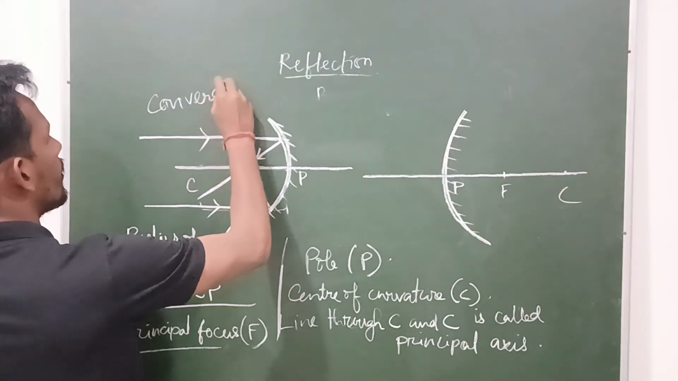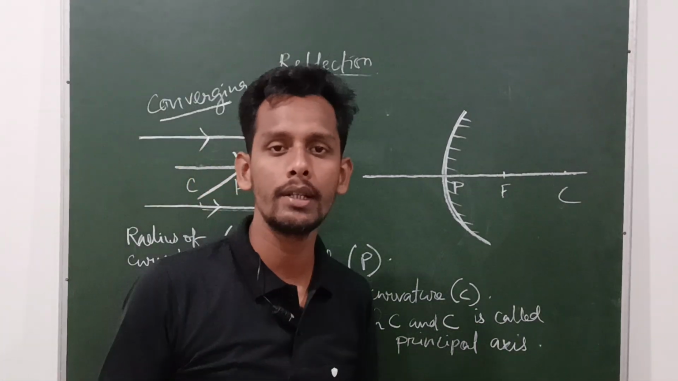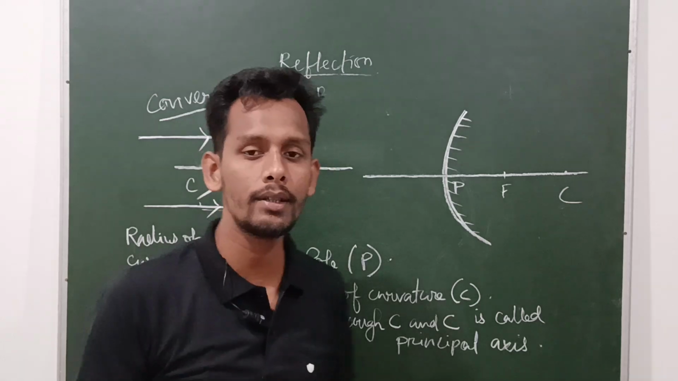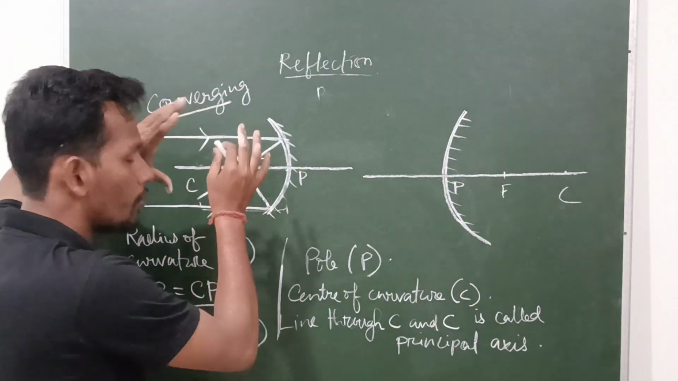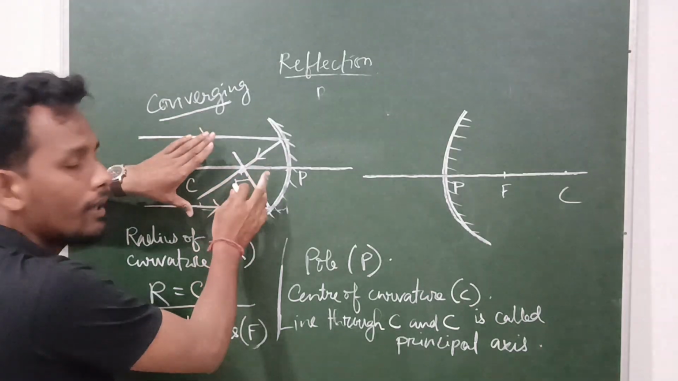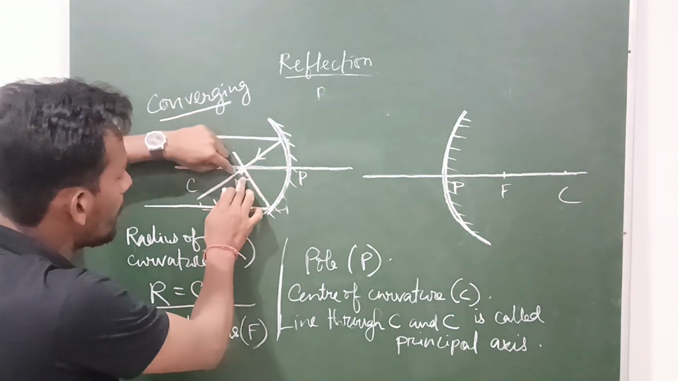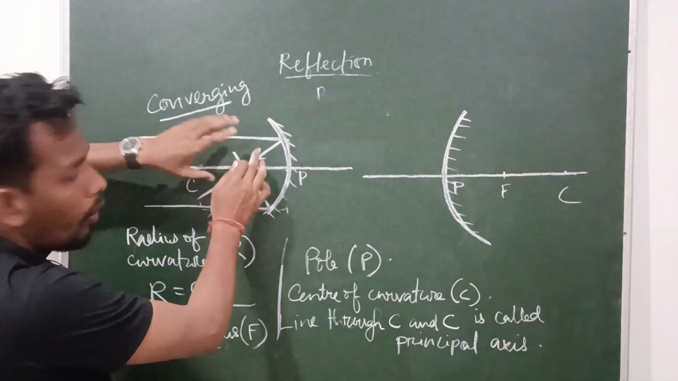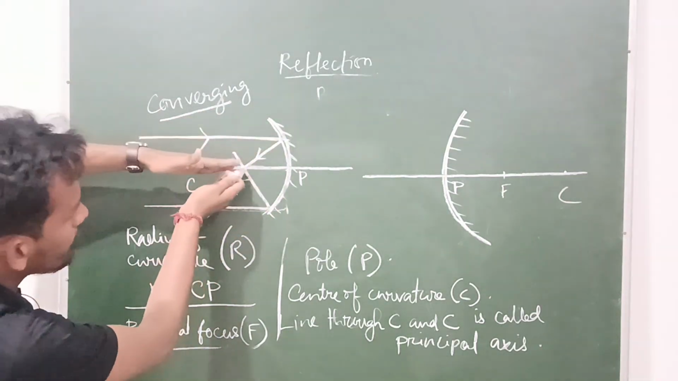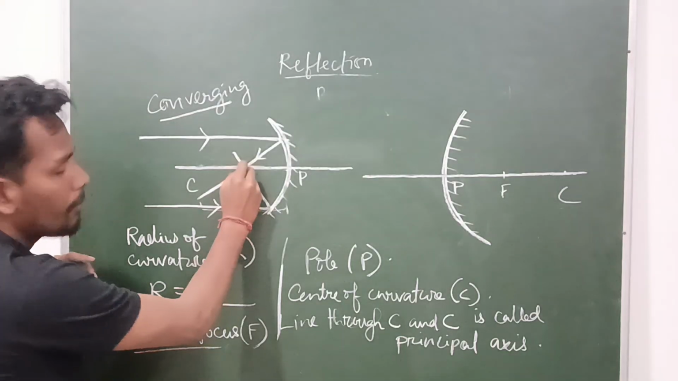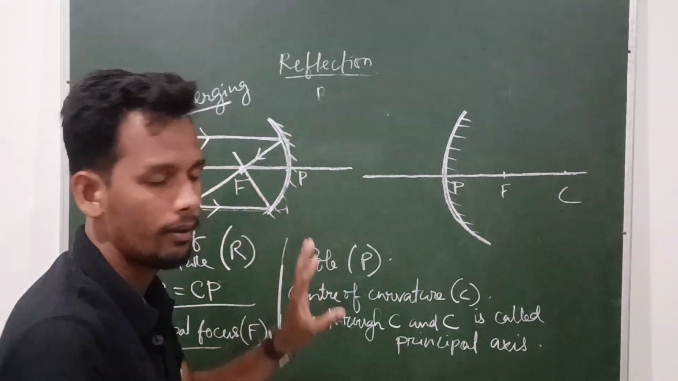Also the mirror is known as a converging mirror. Why is it called converging? Converging means to meet somewhere. If you draw an infinite number of parallel rays, all the rays after reflection will meet at the focus point. All rays will converge to a point on the principal axis. That is called the principal focus for the concave mirror.